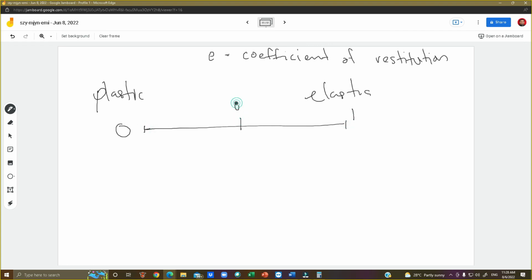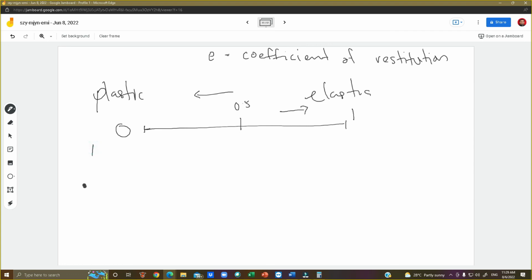If the number is lesser than or nearing 0, we are going to call that collision plastic or near to plastic. But if you get exactly zero, that is perfect plastic. And vice versa, if the coefficient yields a number nearing 1, it is known as elastic. Or if you get exactly 1, perfect elastic.